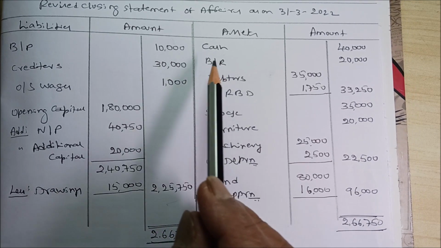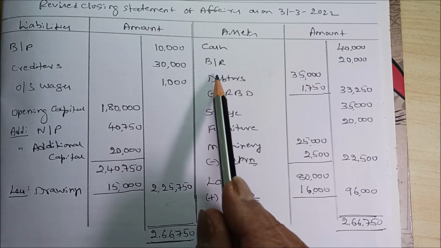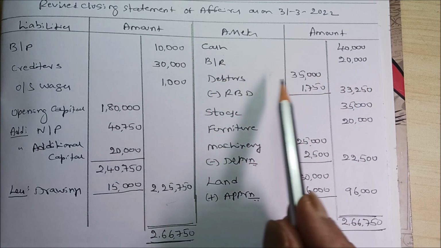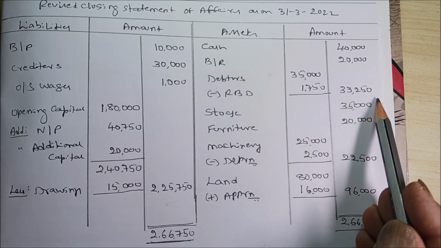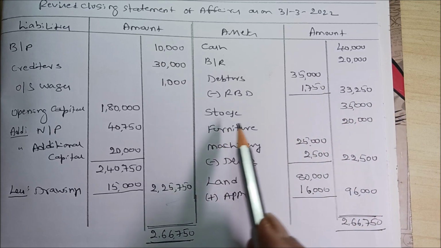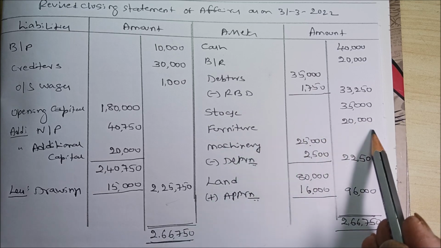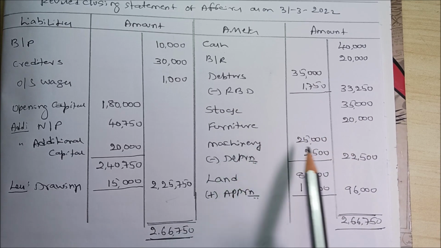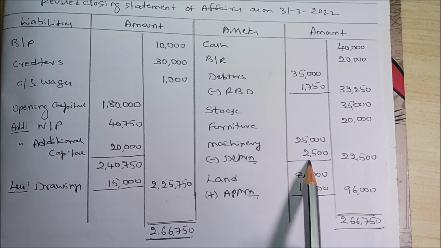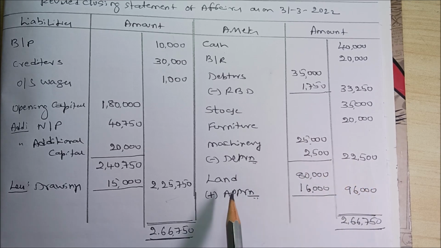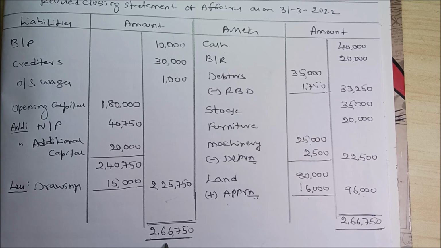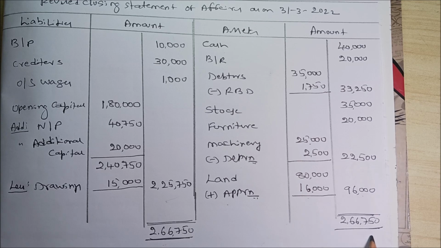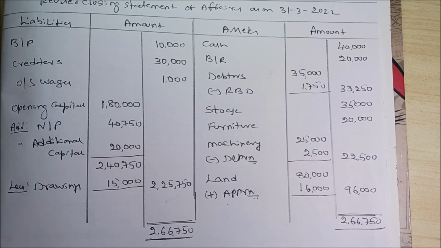Now, asset side: cash 40,000, BR 20,000, debtors 35,000, less RBD 1,050, 33,250, stock 35,000, furniture 20,000, machinery 25,000, less depreciation 2,500, 22,500, land 80,000, add appreciation 16,000, total it is 96,000. Total is 2,66,750, 2,66,750.